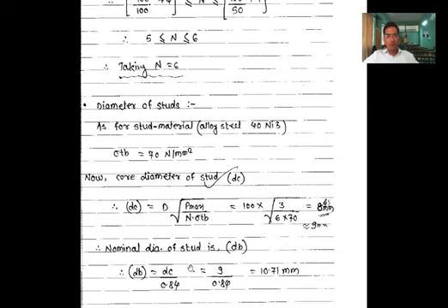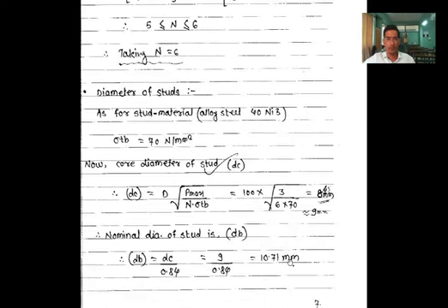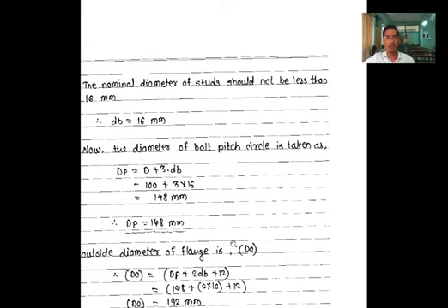Next one is the nominal diameter of the stud, dB. So dB is equal to dc by 0.84. So 9 by 0.84, the nominal diameter will be equal to 10.71 for the stud. Next, the nominal diameter for the stud should not be less than 16. Therefore, dB is equal to 16 mm. Now the diameter of the bolt pitch circle is taken as dP equal to D plus 3 times the bolt nominal diameter. So putting the values, we will get the diameter of the bolt pitch circle as 148 mm.